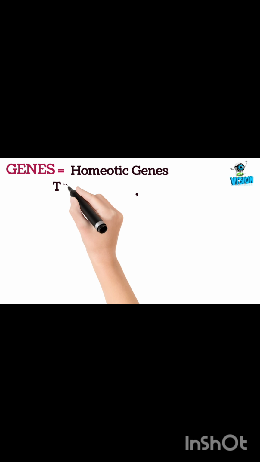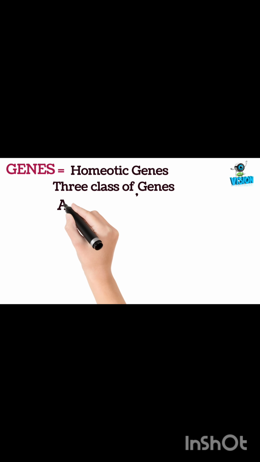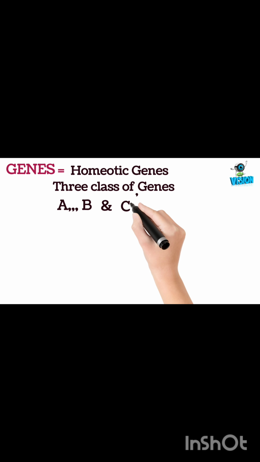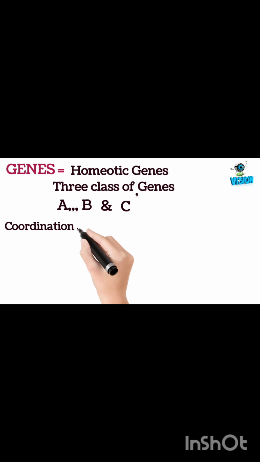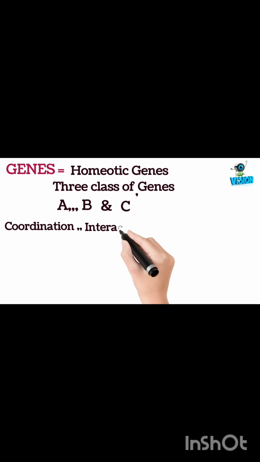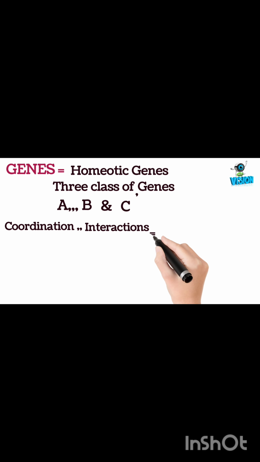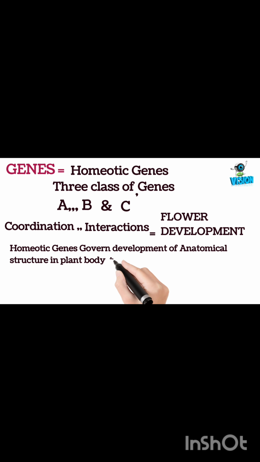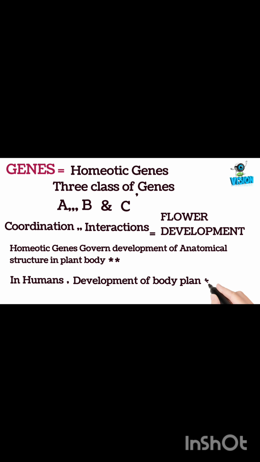These genes have three subtypes, or we can say three classes: A, B and class C genes. These genes coordinate, or we can say they interact with each other, and help in flower development. Homeotic genes govern the development of anatomical structures in the plant body. Homeotic genes are also present in humans. In humans, homeotic genes help us to develop the body plan, for example, the head to tail axis. There is a gene known as the Hox gene in humans as a homeotic gene.